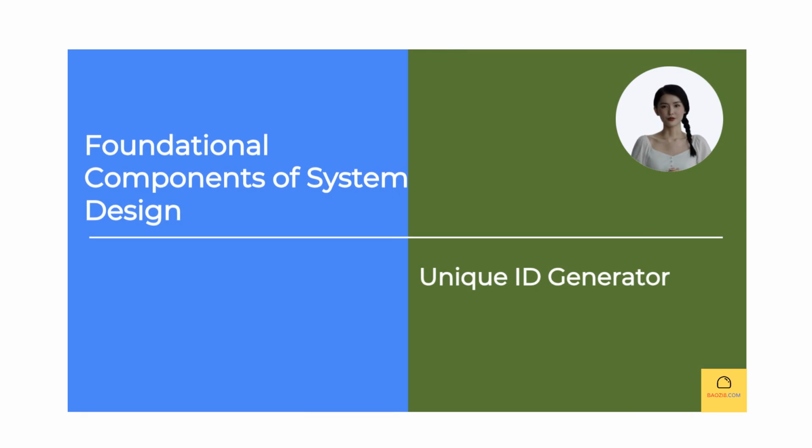Okay, this is the first video of the series. We're going to design a unique ID generator. In distributed systems, such design is crucial to ensure that each ID is globally unique and efficiently generated.